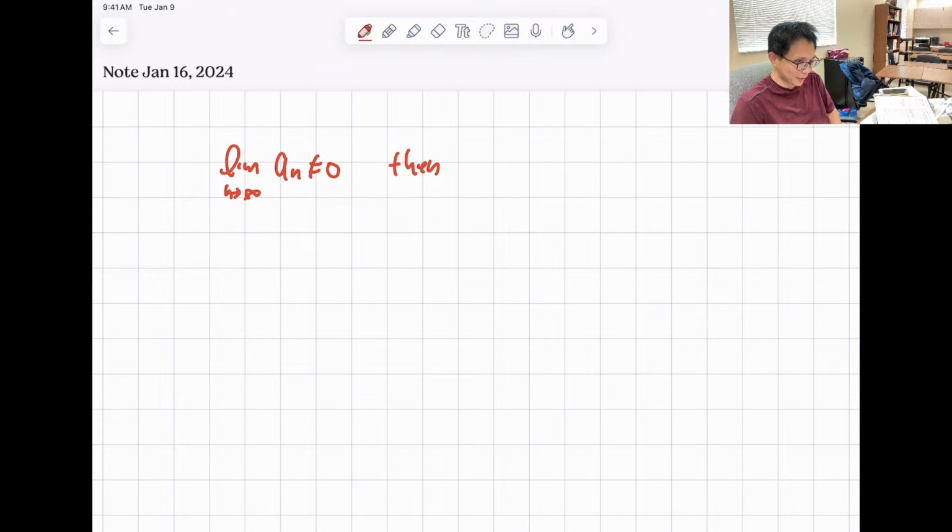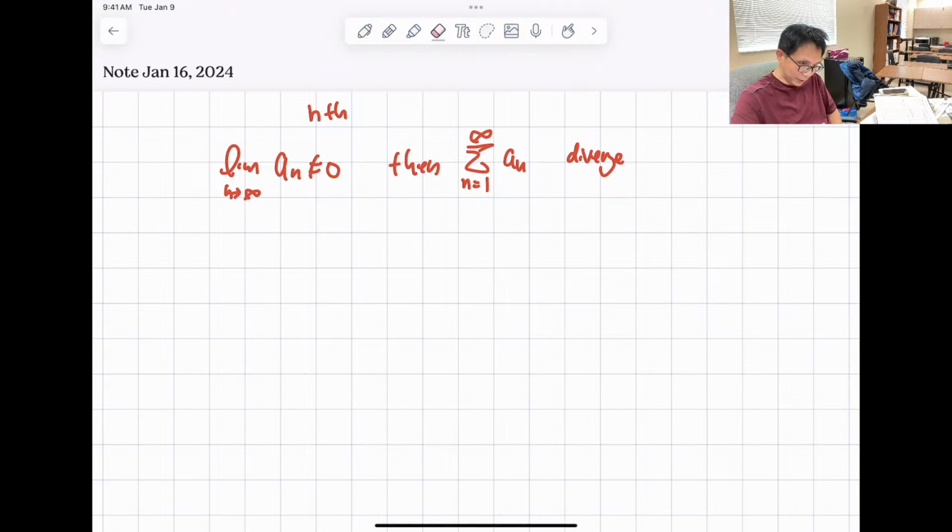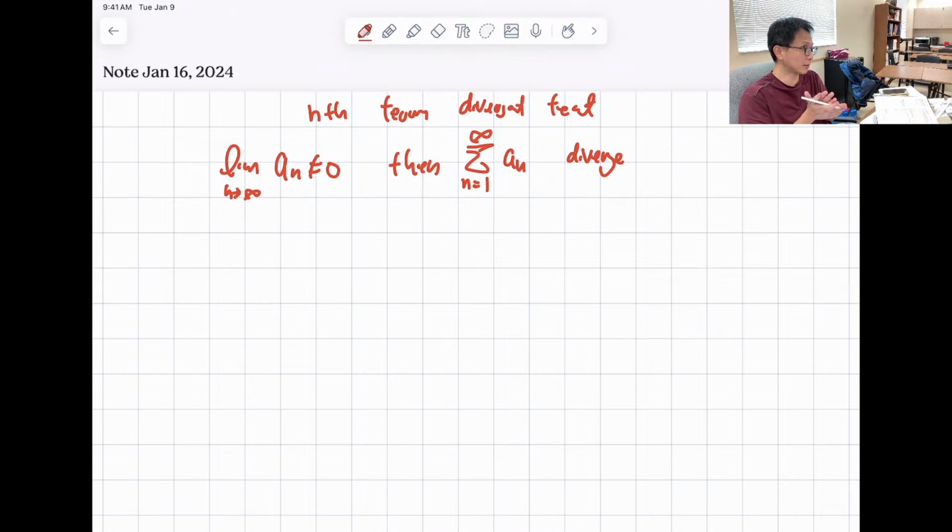If the limit as n approaches infinity of a_n does not equal 0, then the summation from n equals 1 to infinity of a_n diverges. This is called the n-th term divergence test. This test only proves if it diverges or not.